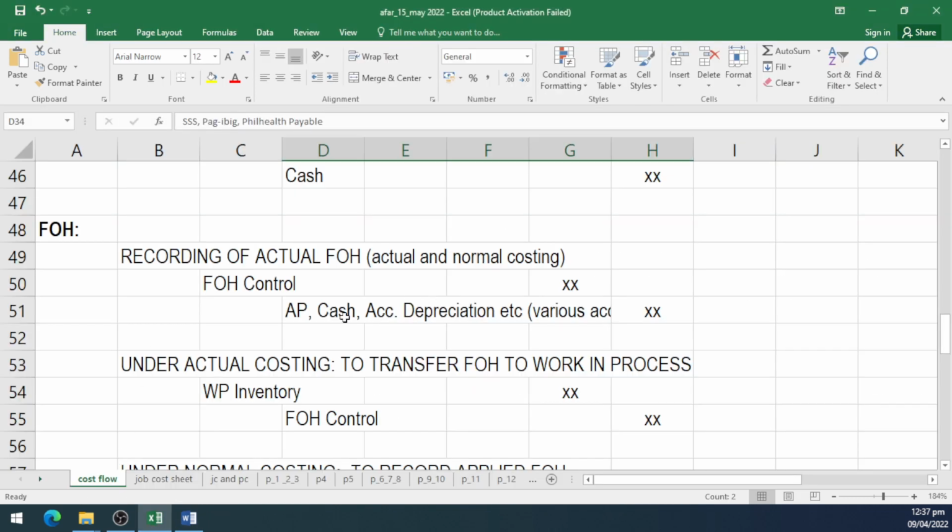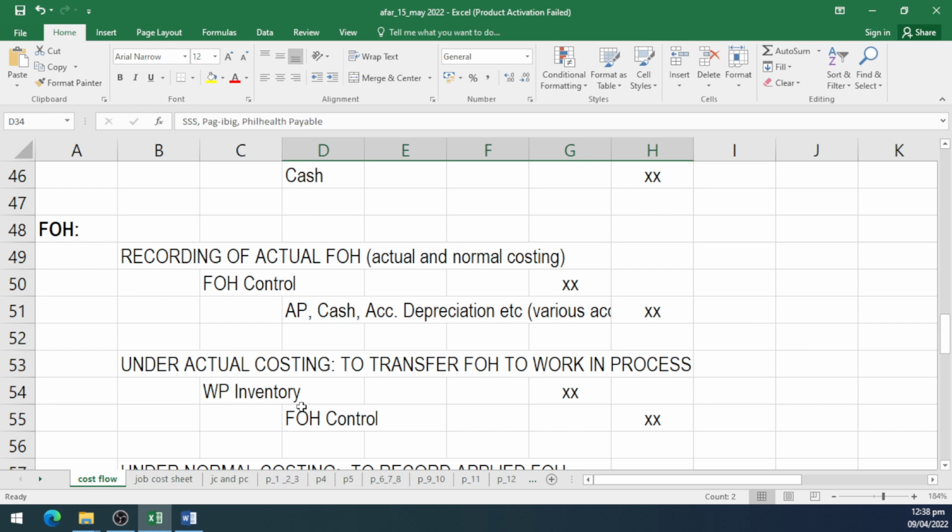We go back sa ating factory overhead. Ito po ang routine na entries na mangyayari dyan sa accounting for factory overhead. Una, recording of actual overhead. As actual overhead is incurred, i-accumulate muna natin sa control account. Hindi muna natin i-debit directly sa work in process. I-maintain muna natin sa control account ng factory overhead control kasi nga napakarami niyan eh.